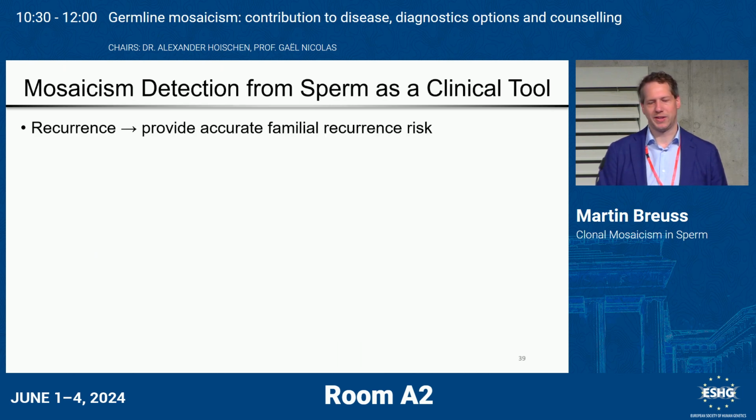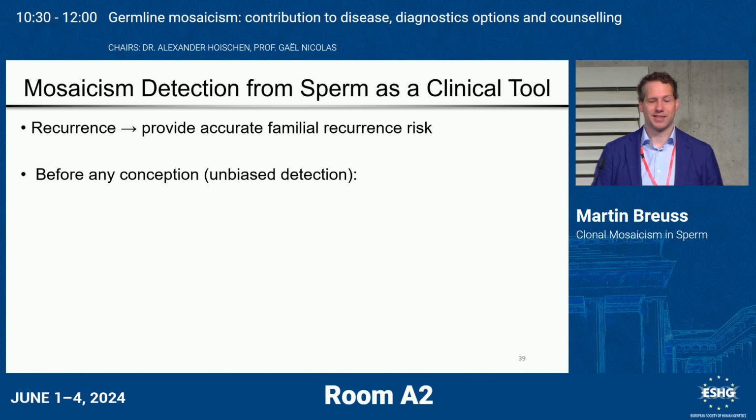So what about mosaicism detection from sperm as a clinical tool? We really want to advocate, from the PrECCare study and also work that we're doing in my lab and that I did during my postdoc, that if we want to provide accurate familial recurrence risk, I think it's not far-fetched to say that we should really do sperm mosaicism assessment. If you think about mosaicism analysis before conception, it gets a little bit more complicated.